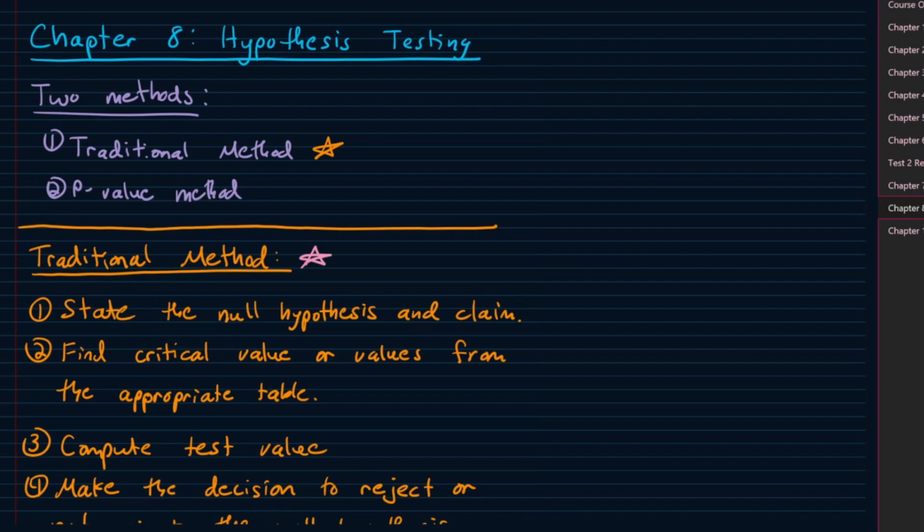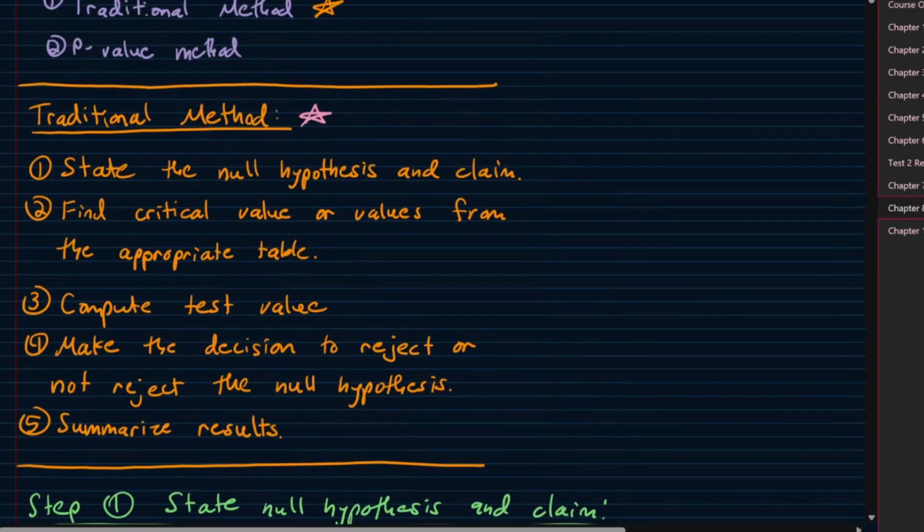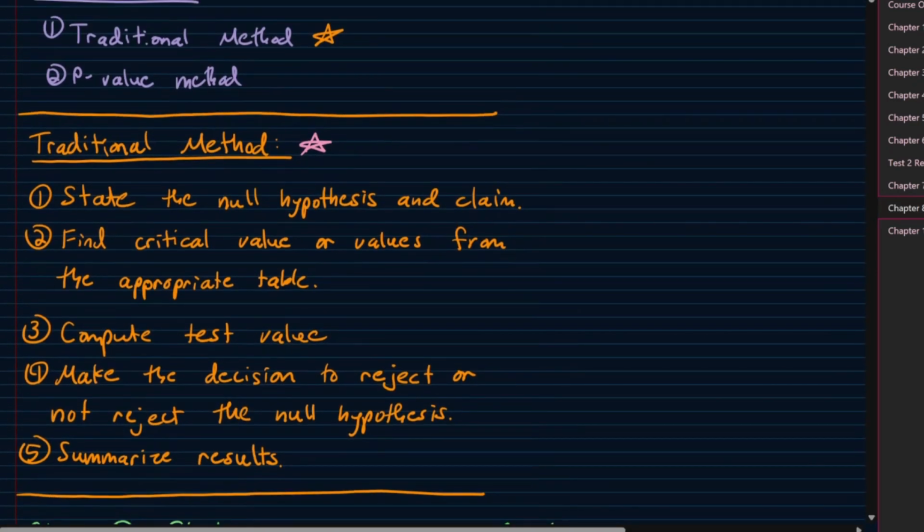There's two ways of doing it. There's the traditional method, which is the critical value method. That's the one that we learn. And the p-value method, but we didn't talk about the p-value method in this class, so I didn't include any questions like that on the test or in the work or anything like that. And so you've got to really remember the 5 steps for the traditional method. Number 1, you state the null hypothesis and the alternative hypothesis, aka the claim.